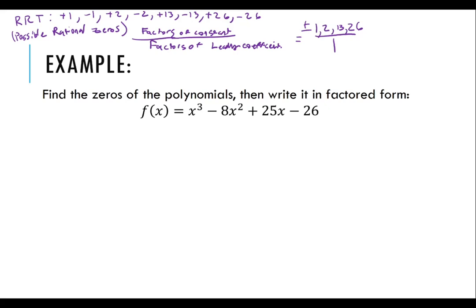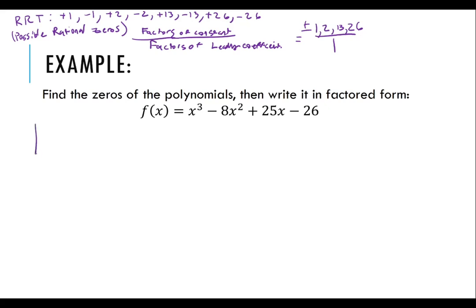Which then means you can do one of two things. You can either do synthetic division, which is what I'm going to do, to check and see if we have zeros, or you could plug each one of these values into the polynomial until we find zeros. And the moment that you find a zero, you can factor it using synthetic division, because we have a linear factor here, and you can break it up further. So let's run through this.